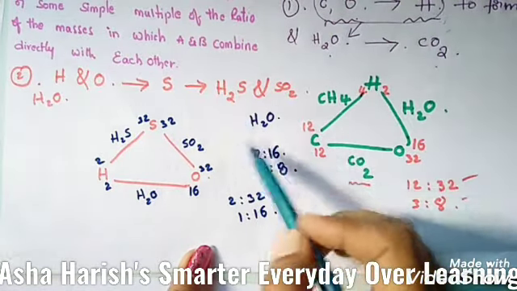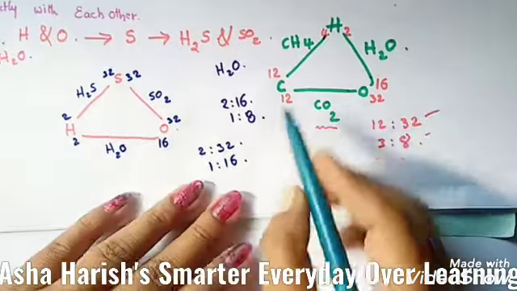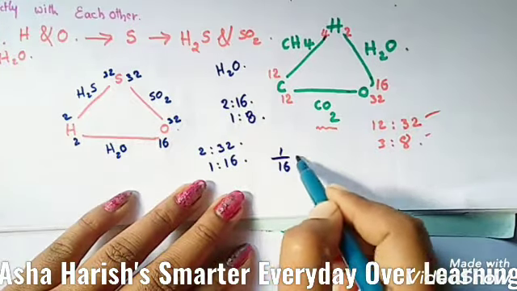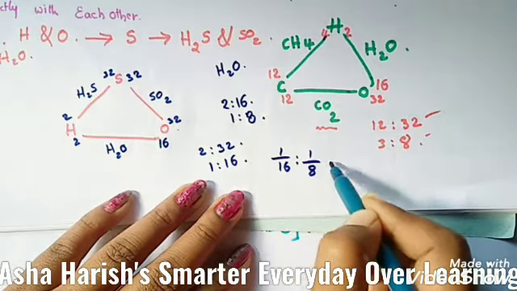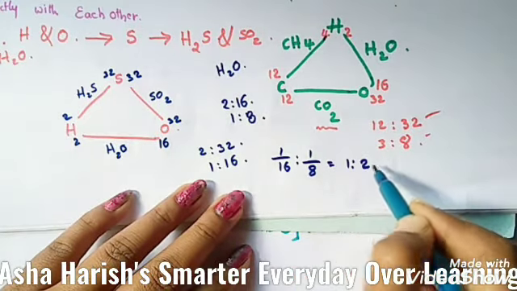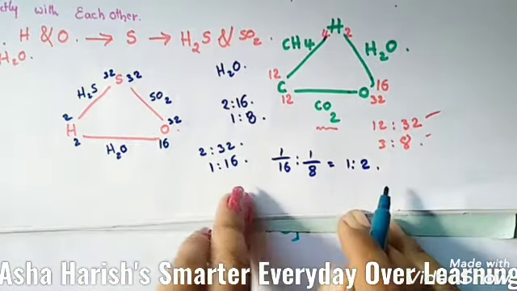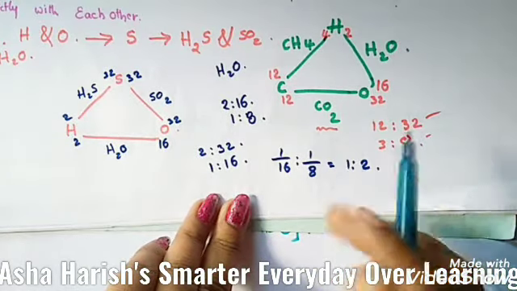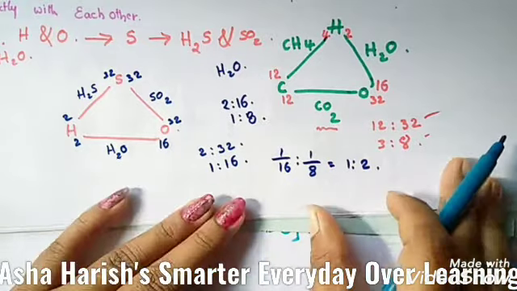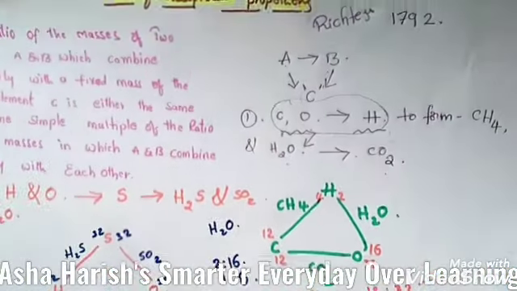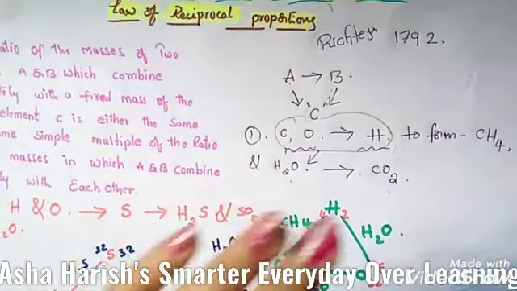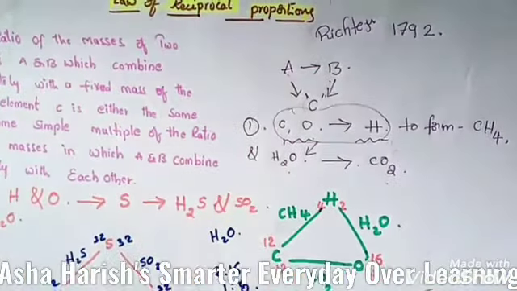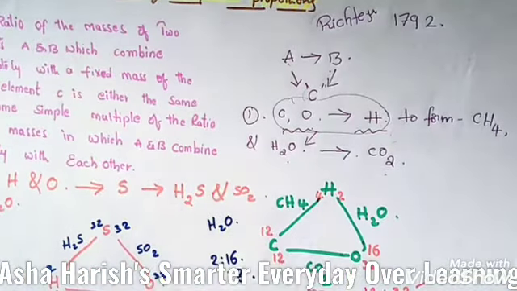The two ratios are related to each other as 1/16 is to 1/8, that is equal to 1:2. Okay, that is, they are simple multiples of each other. This is about the law of reciprocal proportions, students. And let's go for some examples now. What is the solution for them?